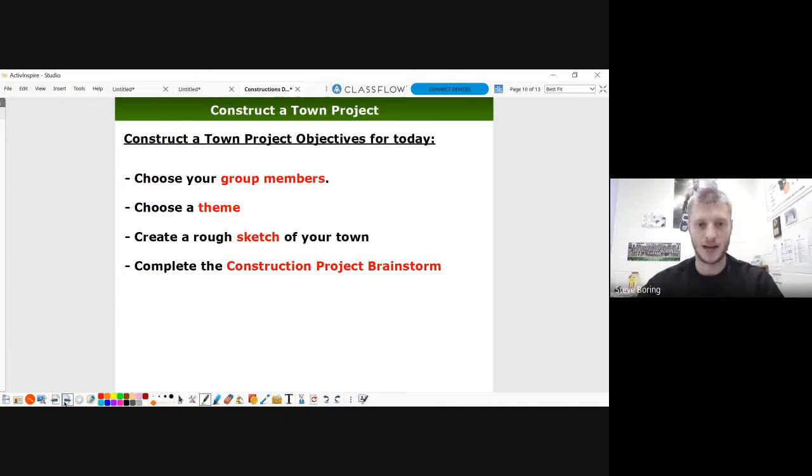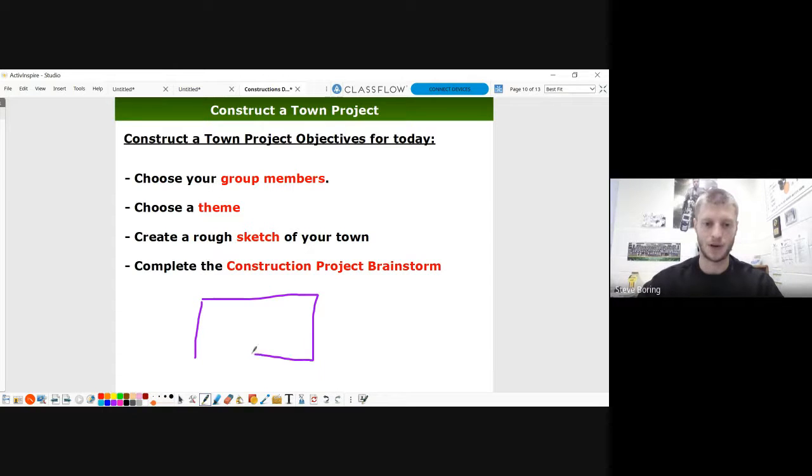Here's your objectives today. Choose your group and group members. Create a theme. So what do you want your town to look like? What do you want it to be about? And then create a rough sketch. You don't need to use a compass. You don't need to color it. You don't need to use a straight edge. Basically, I just want a piece of paper.